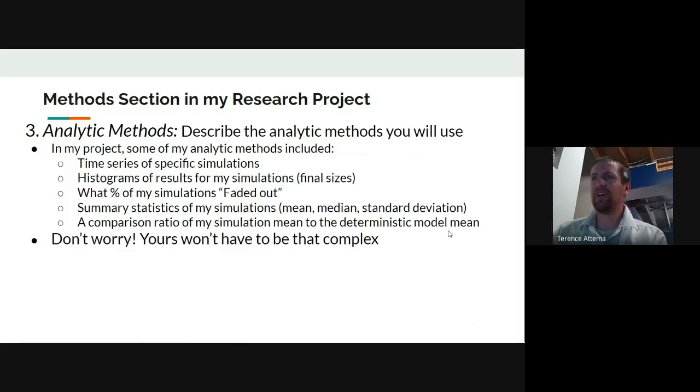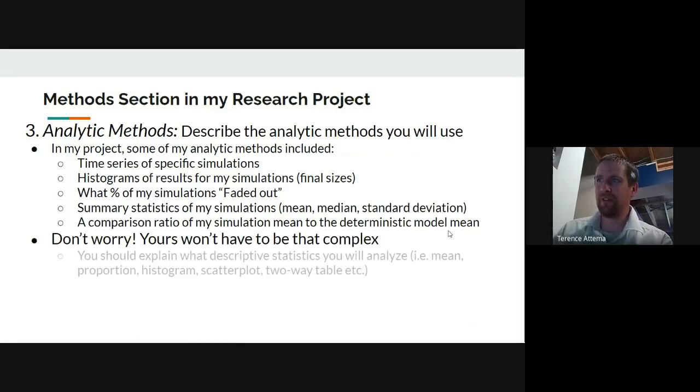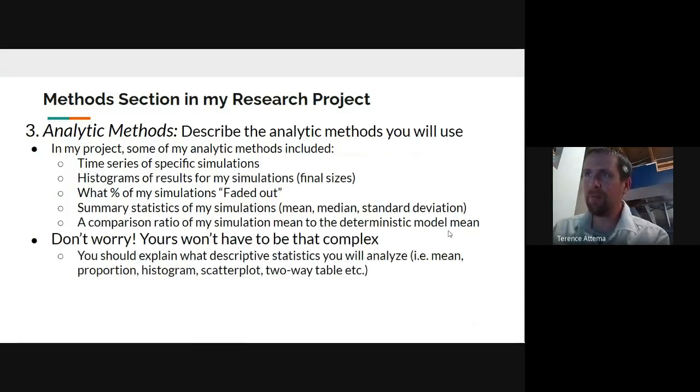Yours does not have to be as complex as mine. I want to reiterate that, but I want to give you the backbone of it, so the structure is similar. What you'll probably do in your project is start with some descriptive statistics. Maybe that's a sample mean, or two sample means if you have two groups that you're comparing. You probably also want some measure of spread, like standard deviation.